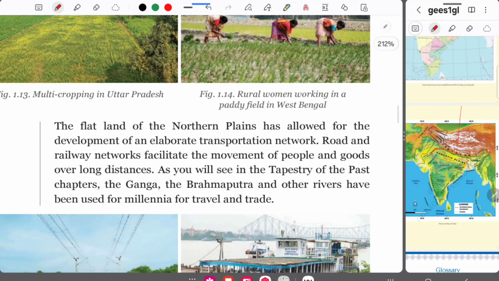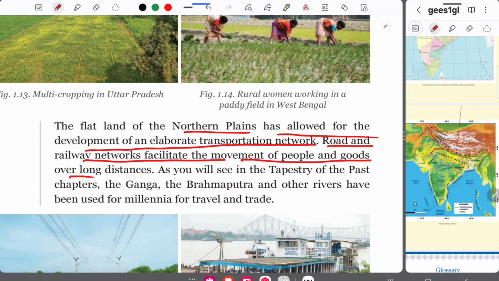The flat land of the northern plains has allowed for the development of an elaborated transportation network. So this is what I was talking about. As the northern plains are flat, development used to take place very fast, in a rapid way. That is why we have a large transportation network here, and roads and railway networks facilitate the movement of people and goods over long distances.